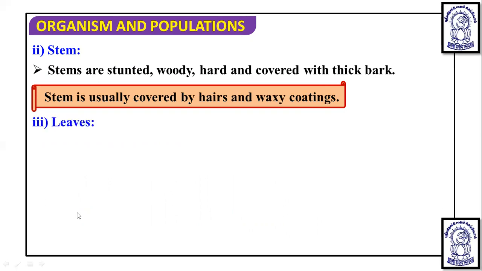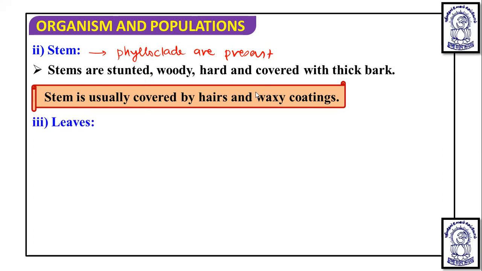And in stem, you will see that the plant may show modification of stem into a leaf-like structure, and in stem, phylloclade is found. So phylloclade is when a stem becomes flat and carries out photosynthesis, it is known as phylloclade, and this phylloclade is found in Opuntia.